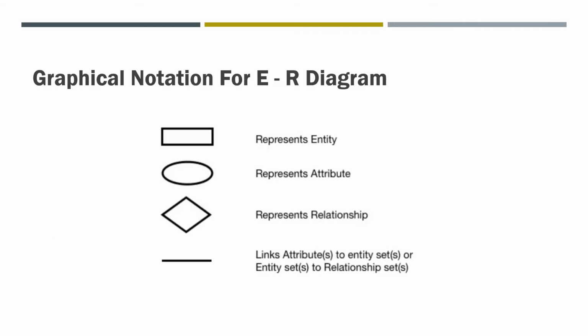Now let's see the graphical notation for the ER diagram or ER model. To represent an entity, a rectangle symbol will be used. To represent an attribute, or a field, or the column heading, an oval symbol will be used. To represent a relationship, a diamond shape will be used. To have the links from attributes to the entity set, or from the entity set to the relationship set, in that case a line will be used.